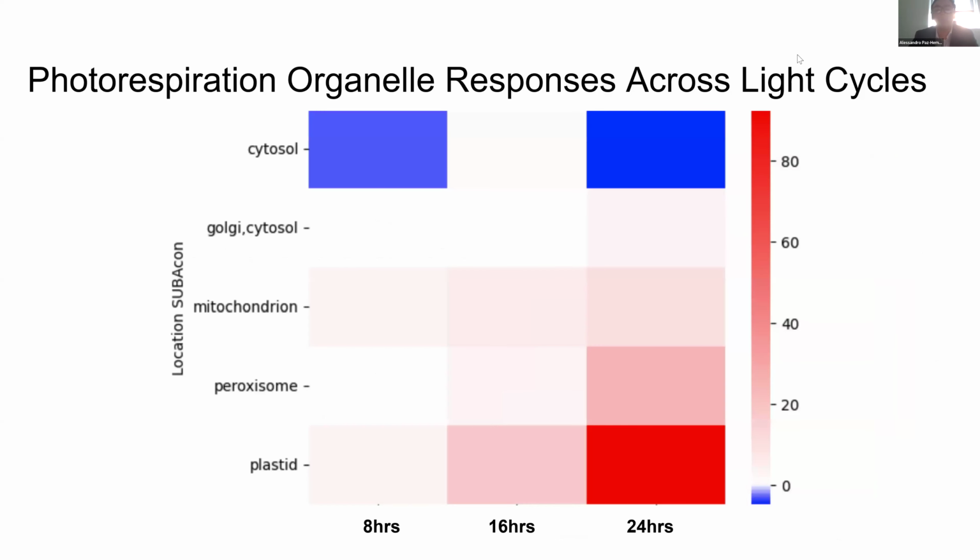So we went a little bit deeper and we also saw the organelle response, and we checked the mitochondria, peroxisome, and plastid. The three of them show the same pattern, increased upregulation, which supports the hypothesis that we had: with increasing light periods, there would be increasing photosynthesis, which would lead to more oxygen around the leaves, which in turn would lead to more photorespiration in the plant. However, we saw the cytosol had some downregulation, so we want to explore that further.